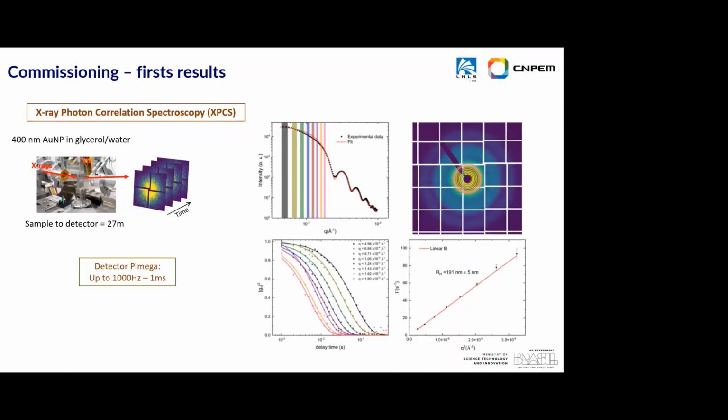And during this presentation, I focused more on slow dynamics, but here is a result just to show you using the maximum capacity of the detector, 1 kilohertz. It is gold nanoparticles of 400 nanometers diameter in a mixture of glycerol and water. Here you have the SAXS curve.